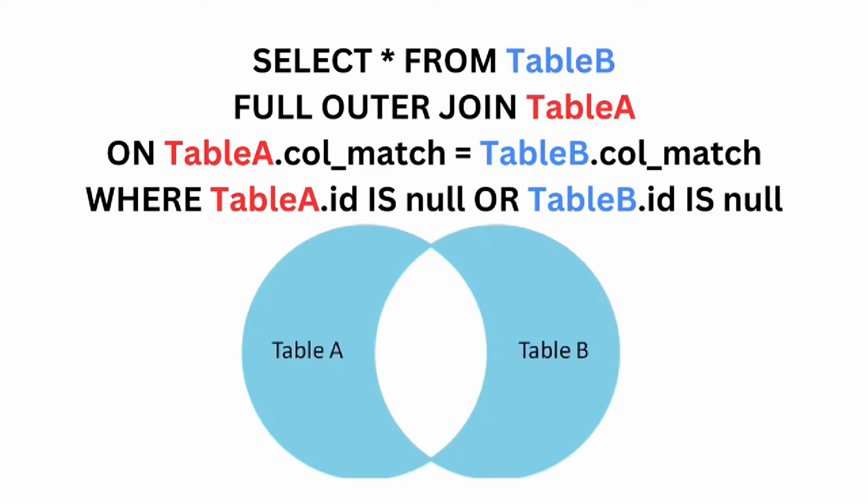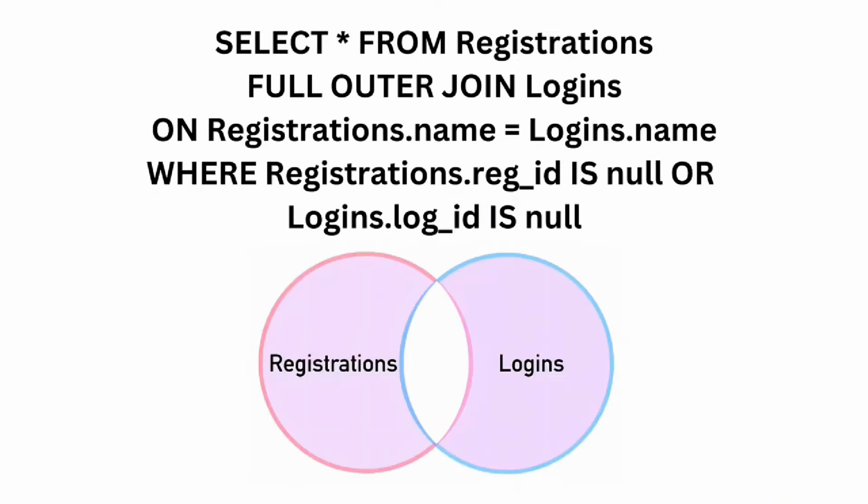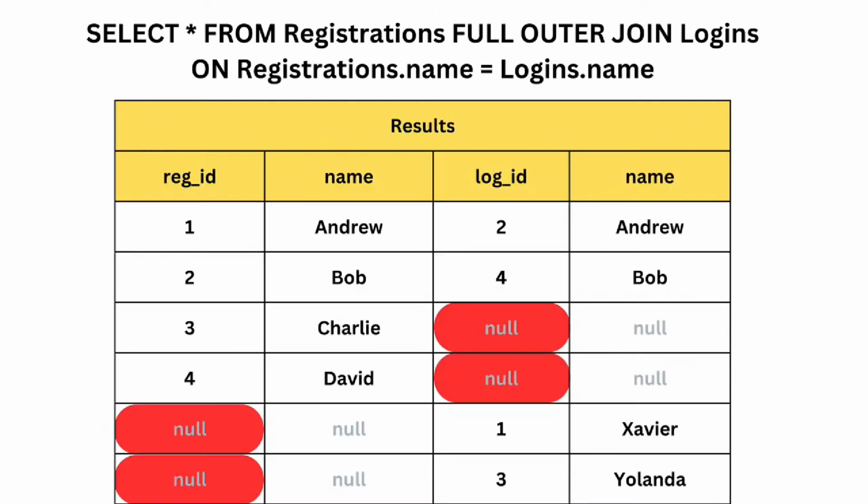Keep in mind, notice here I could have switched the order from table A to table B because this is again symmetrical right down the middle. So what does this actually look like in our example? We'll say something like select everything from registrations, a full outer join on logins, on registrations.name equal to logins.name, and then we can specify where the registration ID is null or where logins.login ID is null.